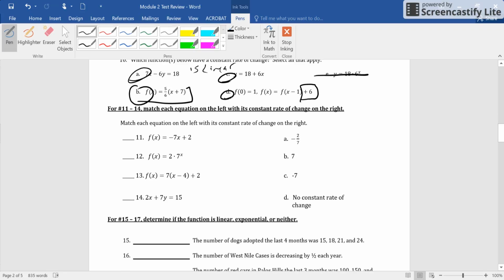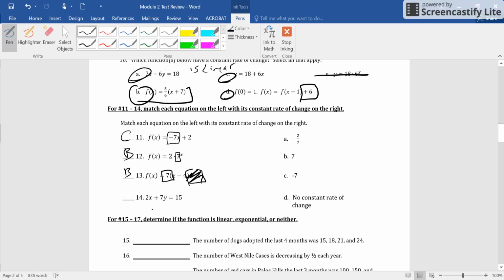All right, 11 through 12, let's match. So match the equation on the left with its constant rate of change on the right. Our constant rate of change can be found by my slope. So it should be -7. So the first one is C. Here my constant rate of change is going to be a starting point multiplied by 7 every time. So this one should be B. Here is a constant rate of change of +2. Nope. The constant rate of change of 7 should be B.